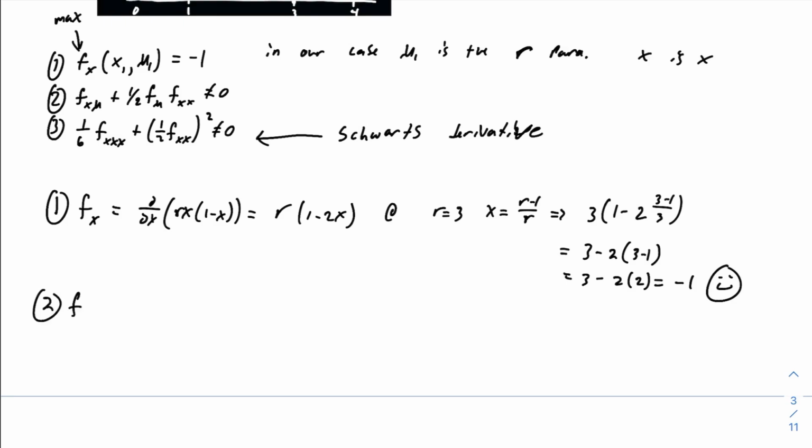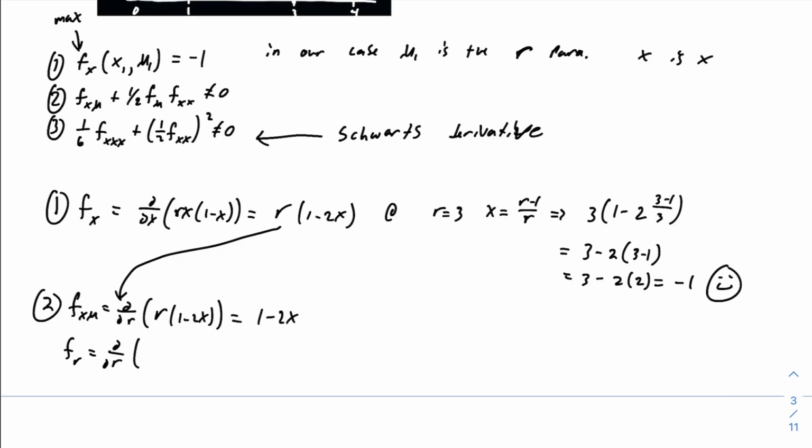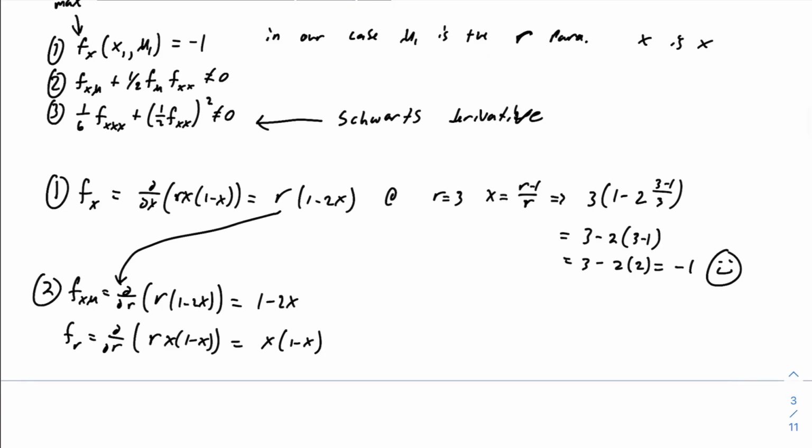So second criteria, f of x of mu. I already took my partial x, so now I can just take this. This is equal to partial over partial mu, which in our case, mu is actually equal to r. Partial r of r(1 minus 2x), which is just equal to 1 minus 2x. And then we have f of mu equals partial over partial r. So I can probably write this as partial r of rx(1 minus x). Again, we can solve that nice and easy: x(1 minus x). Hopefully you guys have multivariable calculus, or else this is kind of hard to understand. If you want, you can look up partial derivatives to understand, but I won't be going over that in this video because I'm kind of short on time.